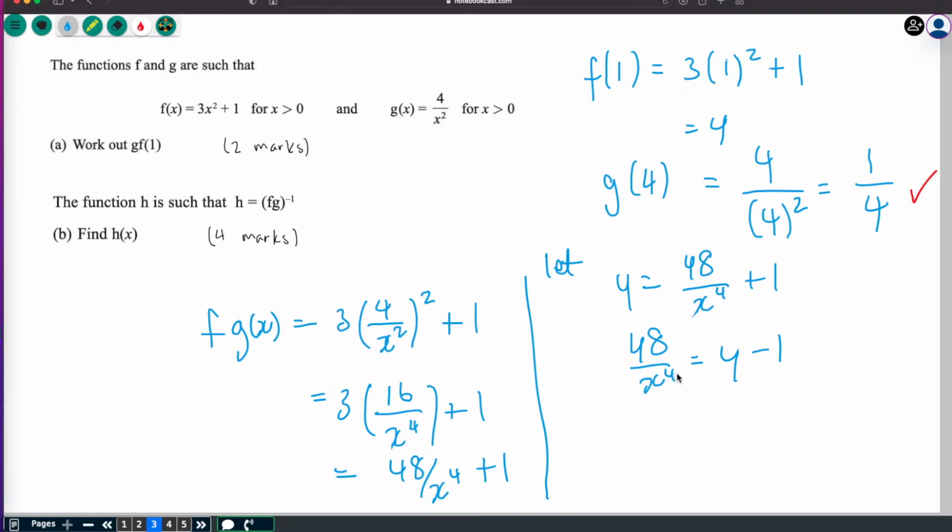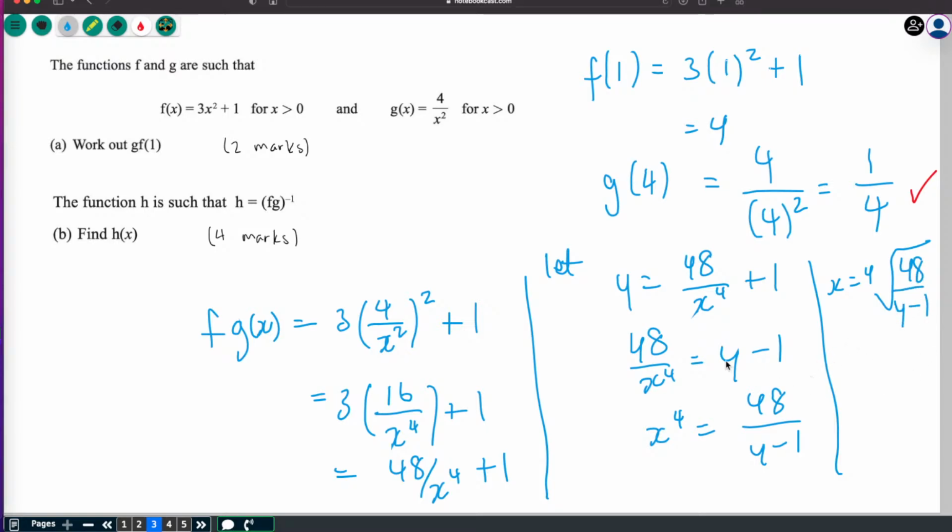Now I can multiply by x to the 4 and divide by y take 1. I'm going to do two things in one step here. So then I can say x to the 4 equals 48 over y take 1. And then take the fourth root. So x equals the fourth root of 48 over y take 1.